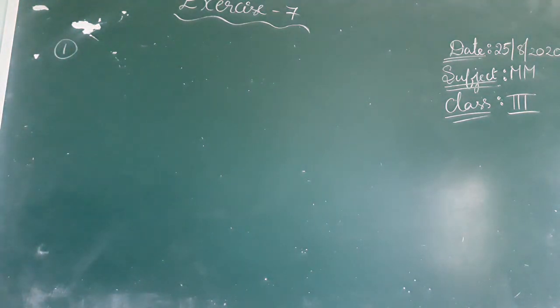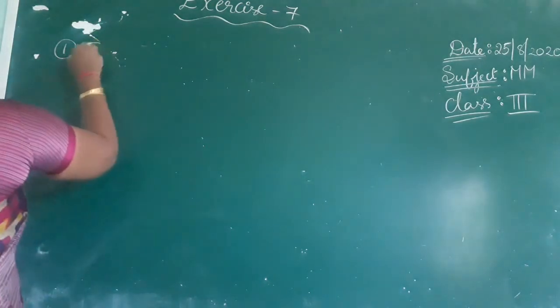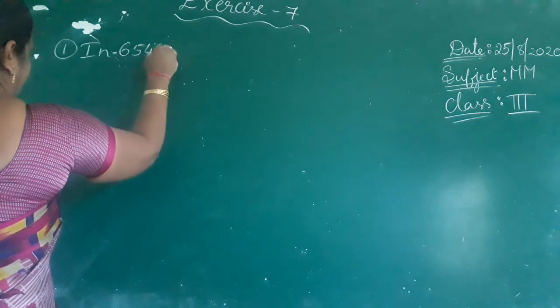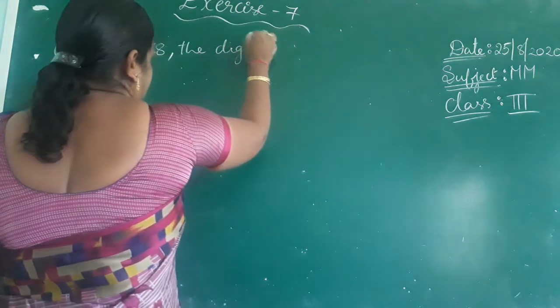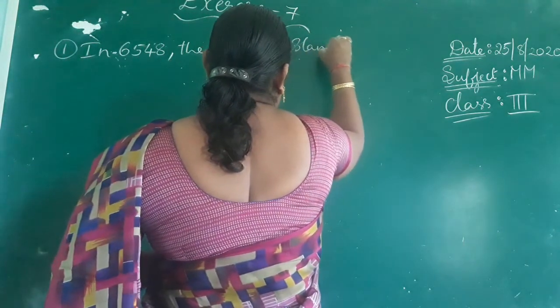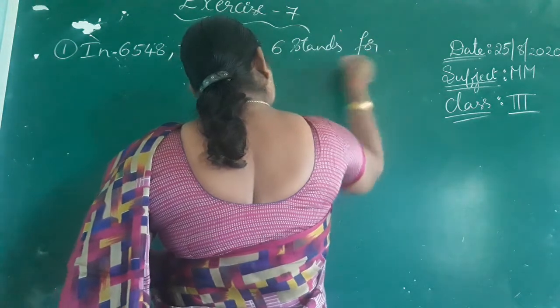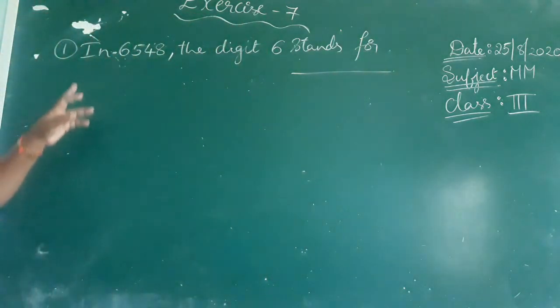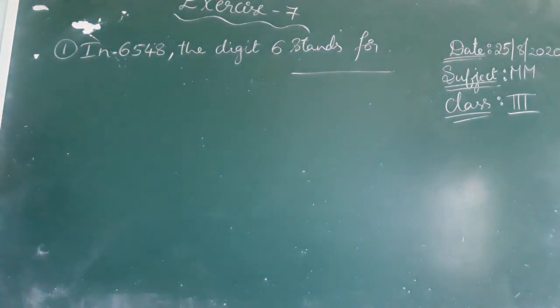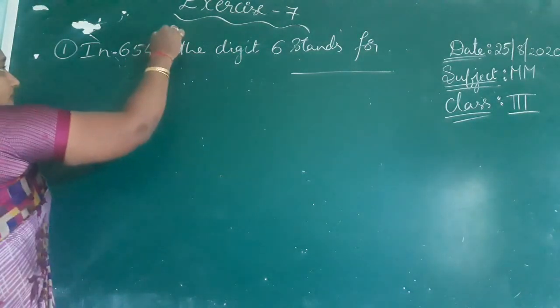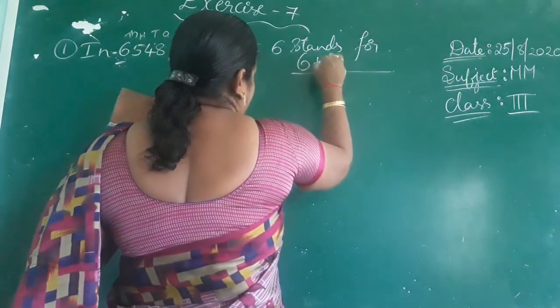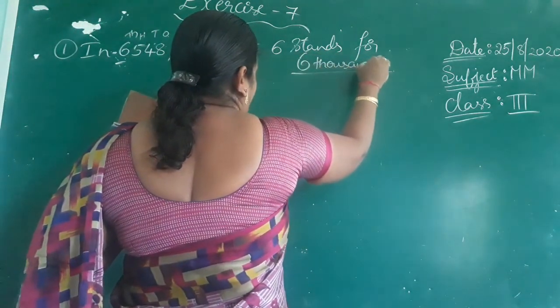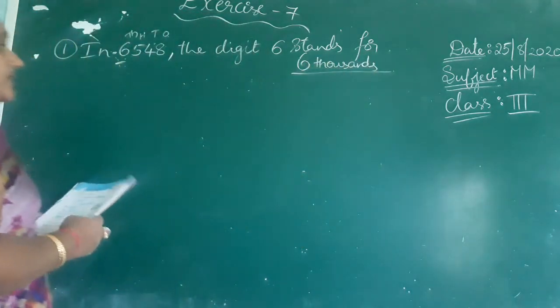In 6548, the digit 6 stands for, at what place that 6, see this number, 6548, in that number, at what place the value of 6. Now write the place values: ones, tens, hundreds, thousands. What is the place value of 6? 6,000. Next one.